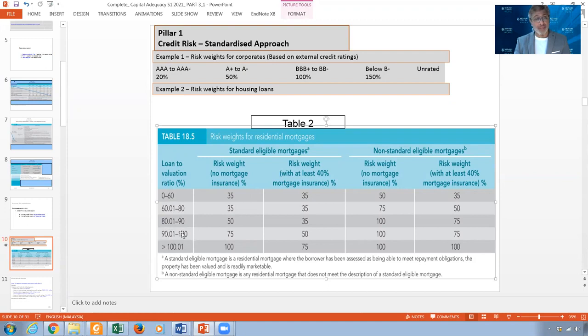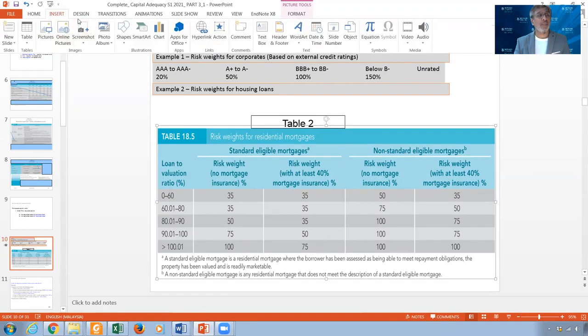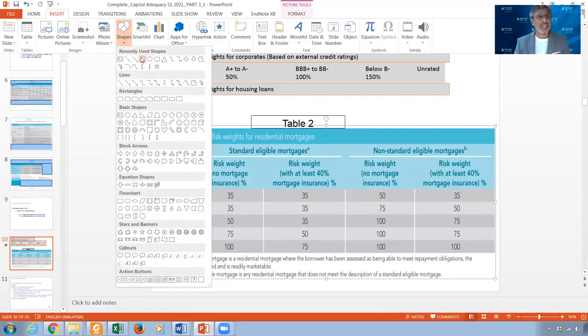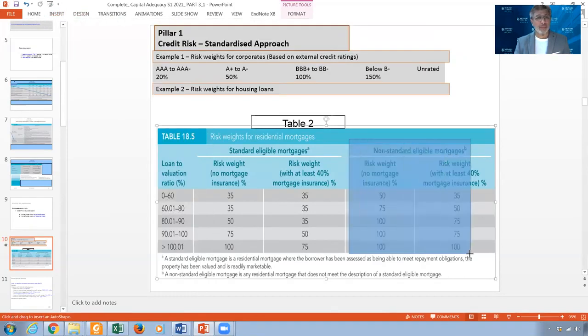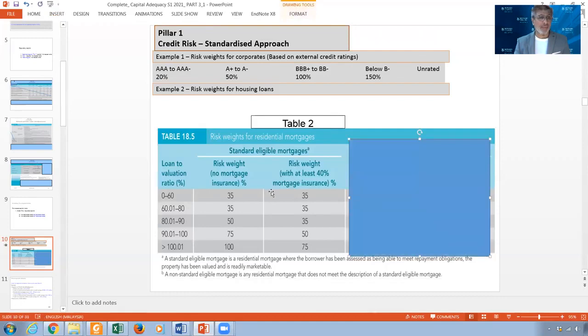In Malaysia, we are giving this. Now, they have standard contracts for the mortgages. Some of them are insured, some of them are not insured. And we have non-standard mortgages. Actually, we are not using this one, so you can ignore it. In this class, at least, we are usually using the standard eligible mortgages, which are standard contracts.